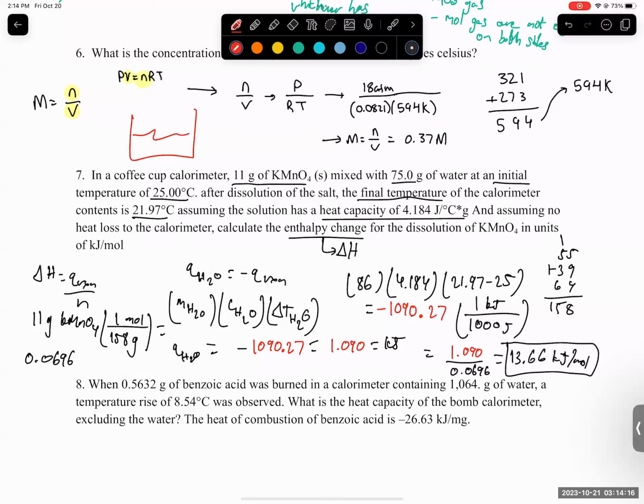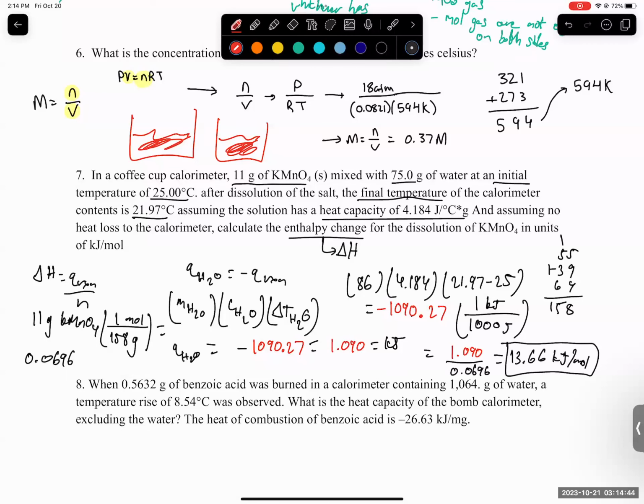Here's a bucket, right? Here's water. I was assuming there was only water in here. But the thing is, there's water and there's KMnO4. This KMnO4 is soluble, so you have to add the grams of the water plus the grams of KMnO4, because that's the grams of solution. So you do that, 1.090 over 0.0696. I still don't understand how I got negative 190.